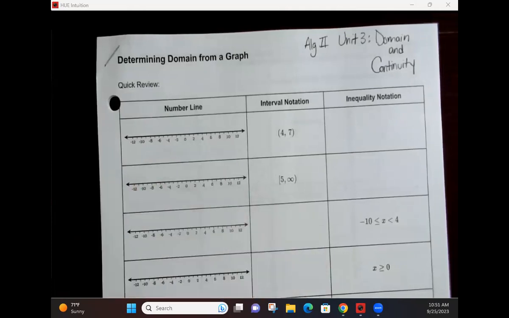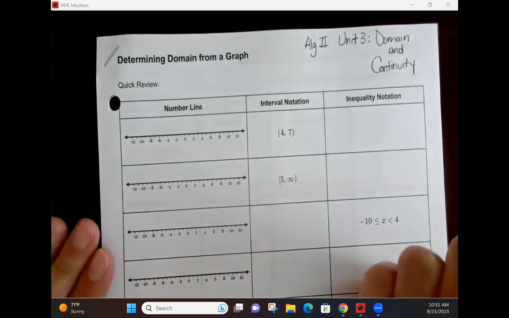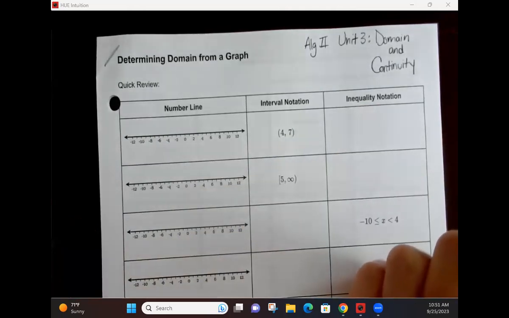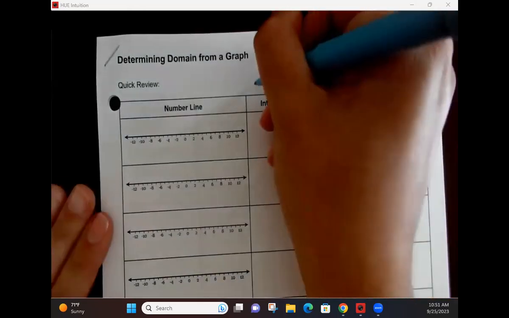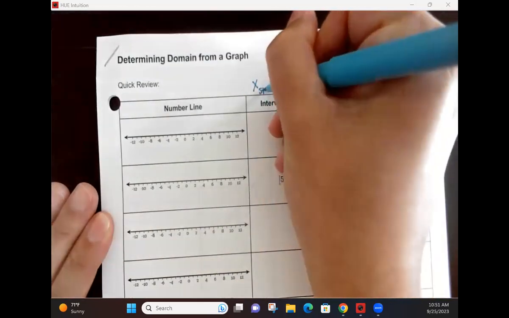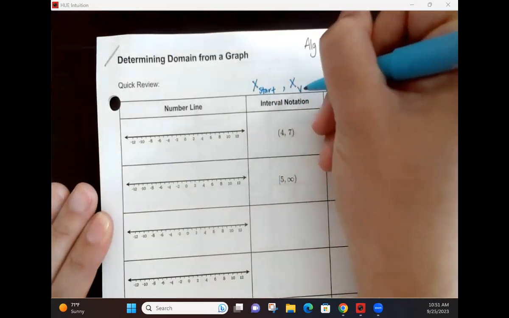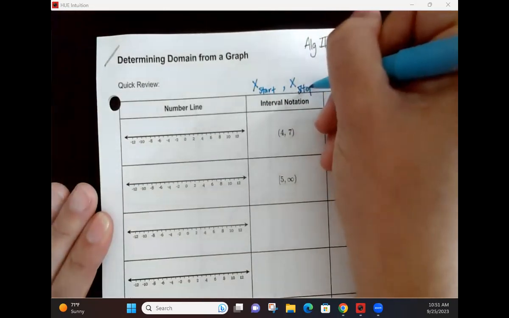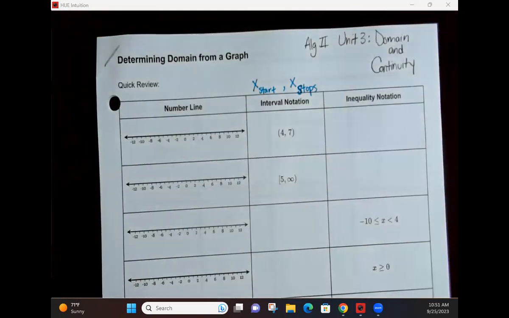So kind of back to that number line idea that we talked about from elementary school. I am telling you, we are looking at x values over the interval from 4 to 7. Now, for domain, we are only talking about x values, okay? Just x. So these are x values. Interval notation is the x value where this thing starts, comma, the x value where this thing stops. Okay? Just x values in an interval.